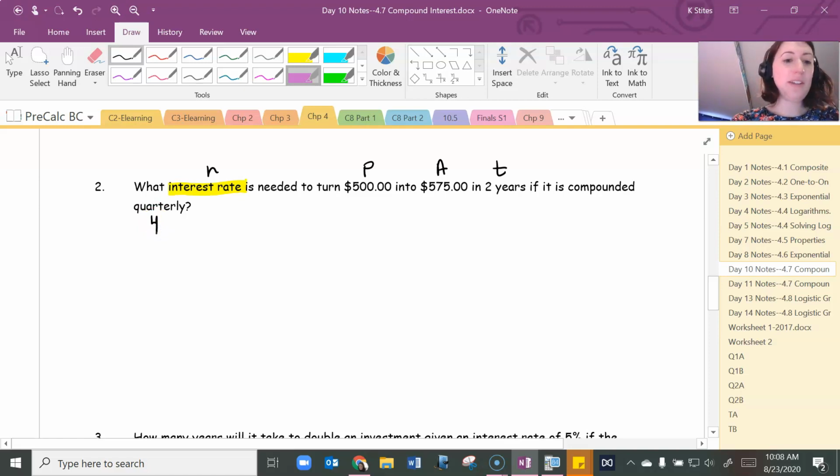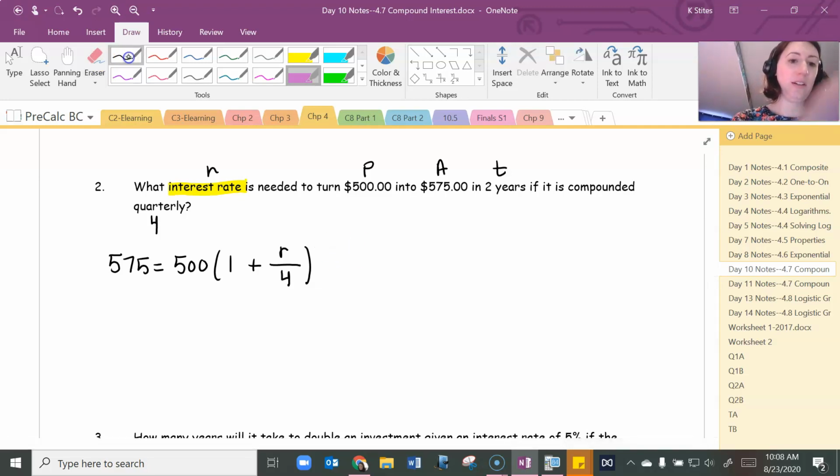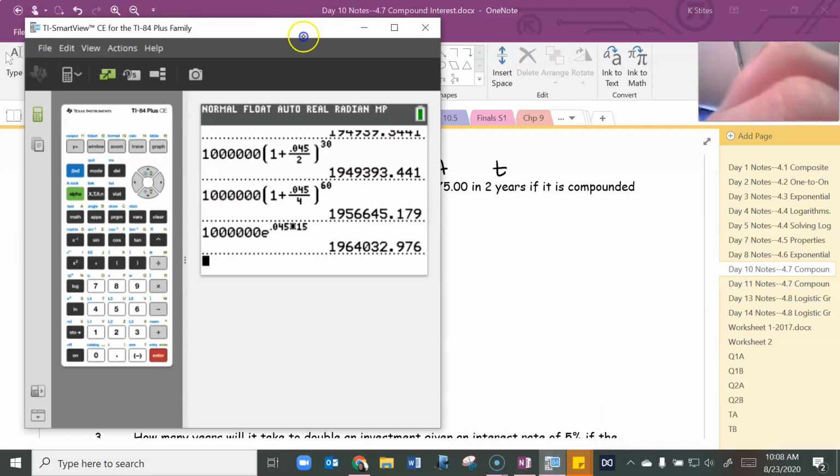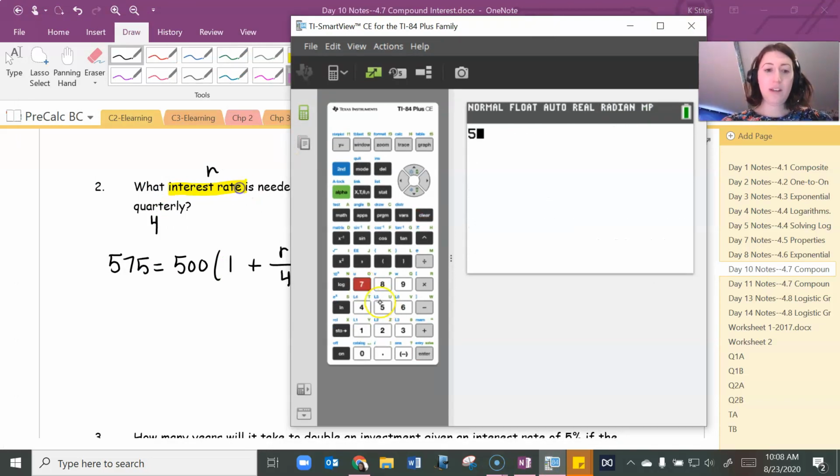All right, so let's just plug everything in. So that's the amount earned, 575. Here's our principal, 500, times 1 plus the rate we do not know, but we are compounding quarterly, so over 4, to the NT power, so 4 times 2, which is 8. So now to go ahead and solve, what we want to do first is divide by 500 on both sides. So 575 divided by 500, and that's 1.15.